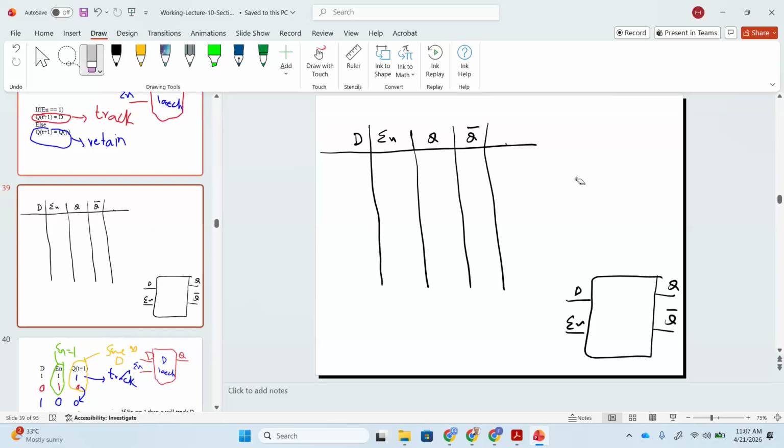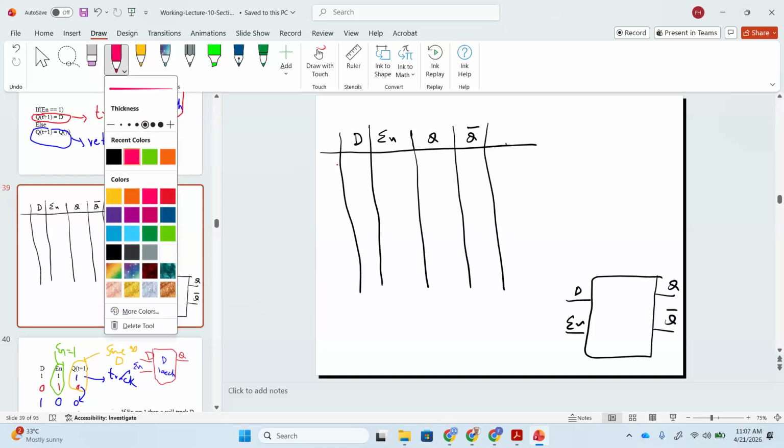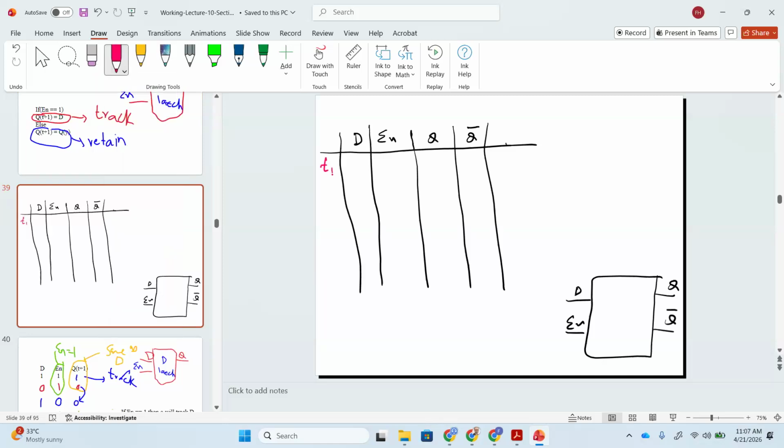Okay, now let's assume this is my time instance, time t1, in red color. So at time t1, let's assume the value of d is 1, and then enable is equal to 0. What will be the value of q and q bar? Anyone may answer. Q t minus 1 and Q bar t minus 1.